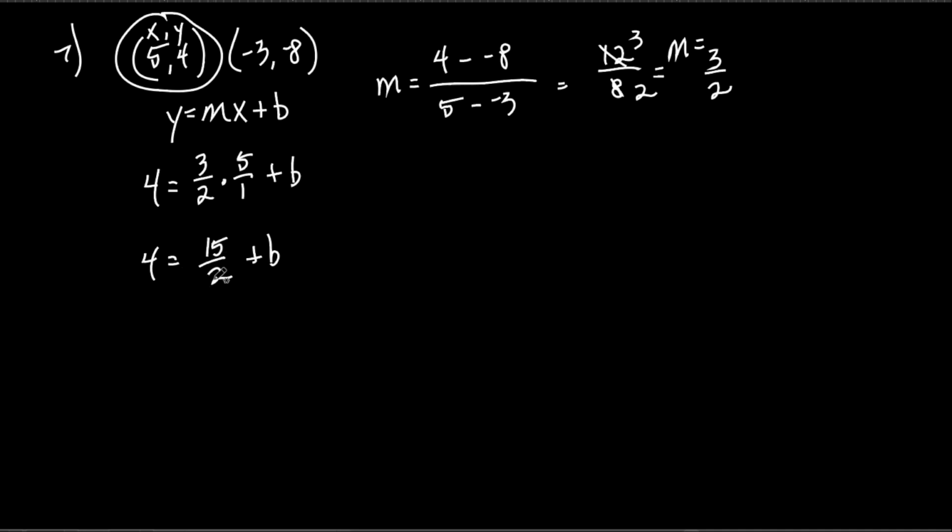Okay. So I got to subtract a 15 over 2. And I'm going to subtract a 15 over 2 from this. But how do I subtract that from a 4? Well, I need to make it so that it has a common denominator. So the denominator would be 2. How would I rewrite 4? I'd write it 8 over 2.